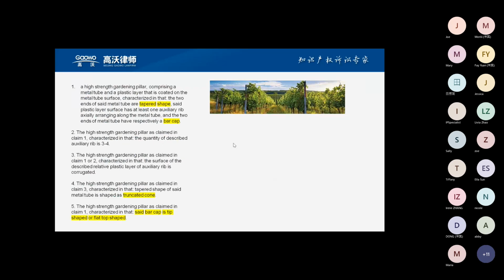The utility model includes 5 claims altogether. I just highlight some key features for you to read. As seen from the picture, claim 1 is directed to the high-strength gardening pillar. It includes a metal tube, number 1. The 2 ends of metal tube 1 are tapered in shape, as seen from the picture. That means the diameter of the 2 ends decreases progressively until the ends of the tube.